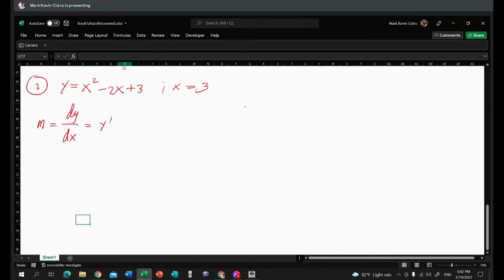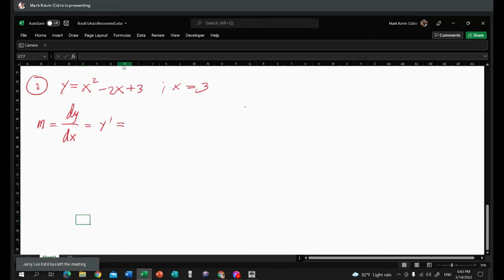Okay? Slope. Basta, slope, ang tawag ay m, di ba? Usually, kung linear, ang ginagamit natin pang-denote ng slope is m. And that is dy over dx, or sometimes tinatawag din itong first derivative or the y prime. Okay? First derivative or y prime. Kasi kung y double prime, second derivative niya.